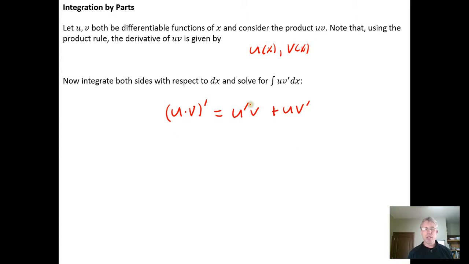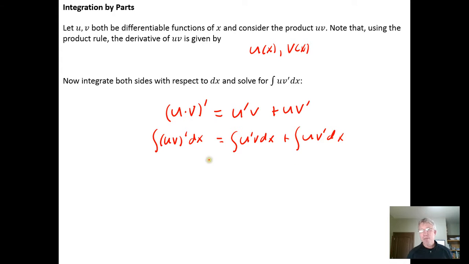The idea is we can then work backwards. We could take the antiderivative of both sides. So I could say, hey, I'm going to integrate (uv)' right here. So integrate the left-hand side, and then integrate the right-hand side: the integral of u'v dx plus the integral of uv' dx.